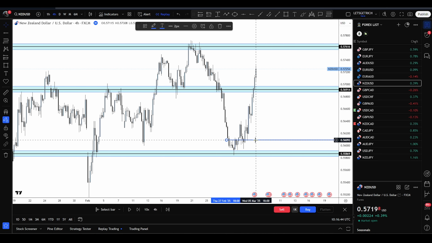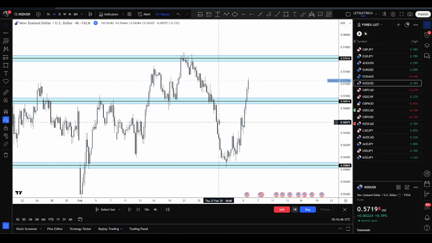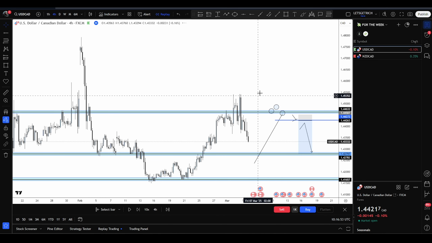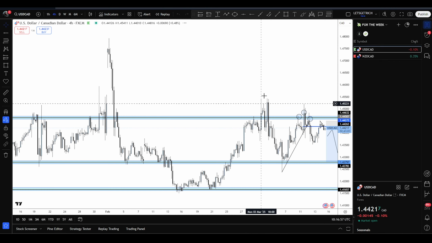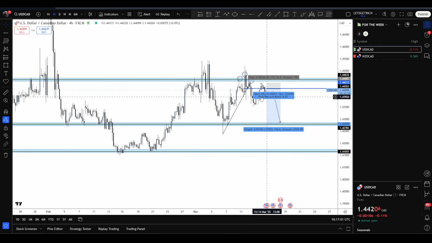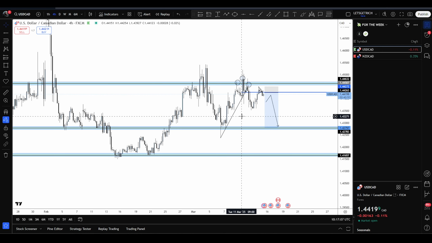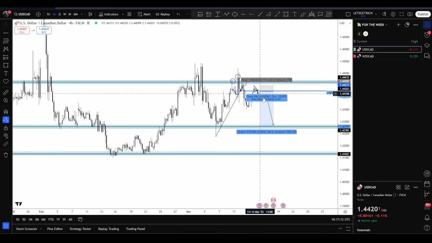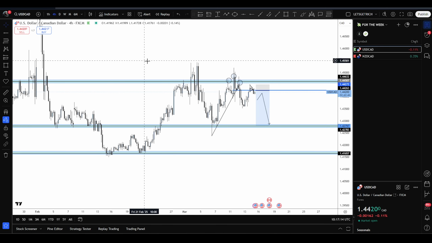So with that being said, that's literally the end of the video. I'm gonna share with you guys a trade that I've actually got into today. Let me take this replay tool off. So the trade I've got into today is this US dollar CAD trade. Probably be doing a trade breakdown on this pair as well, whether it wins or loses, and just to show you guys how I've managed it.